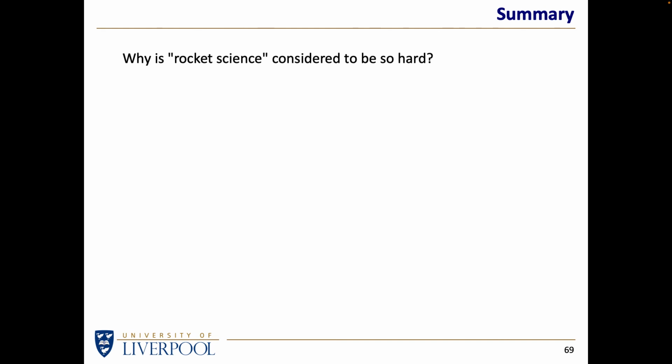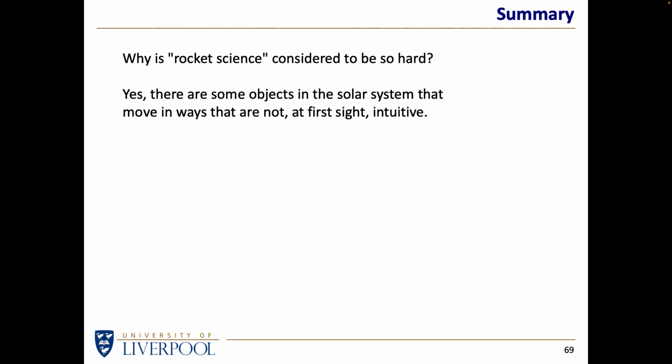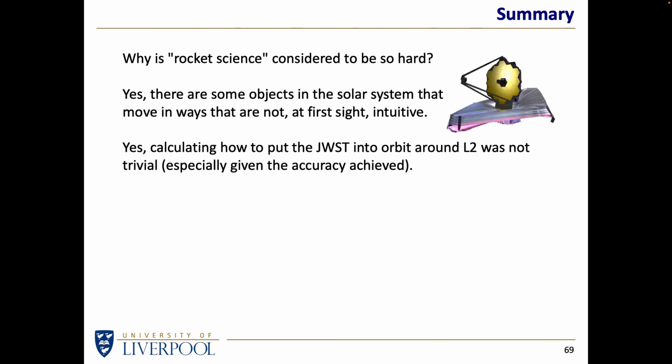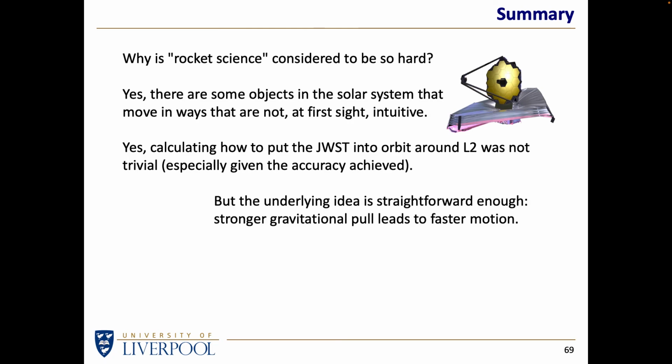So why is rocket science considered to be so hard? Yes, there are definitely some objects in the solar system that move in ways that are not at first sight very intuitive. And yes, calculating how to put the James Webb Space Telescope into orbit around L2 was not a trivial thing to do, especially given the phenomenal accuracy that they actually achieved in getting it where they wanted it to be. But the underlying ideas behind rocket science are straightforward enough.